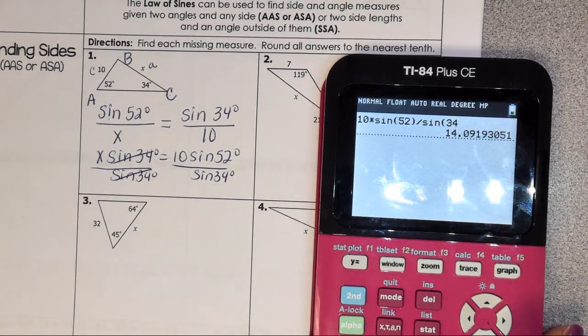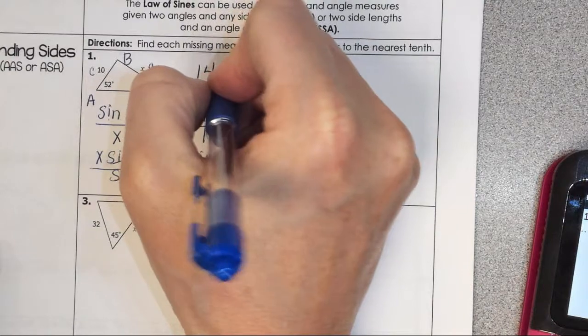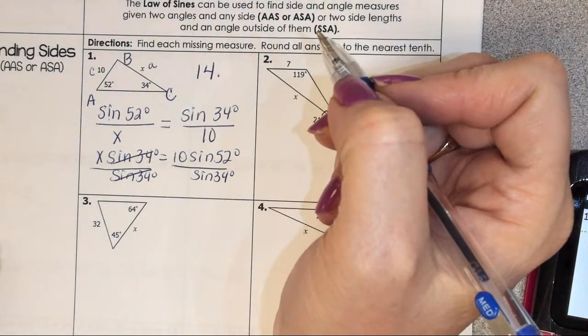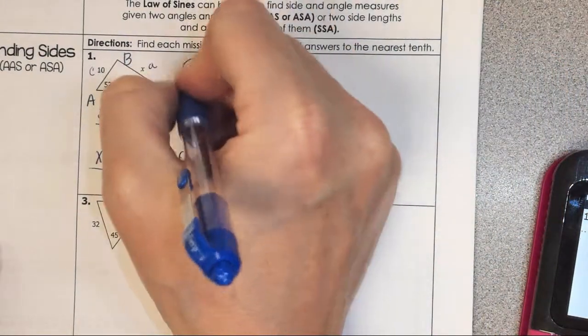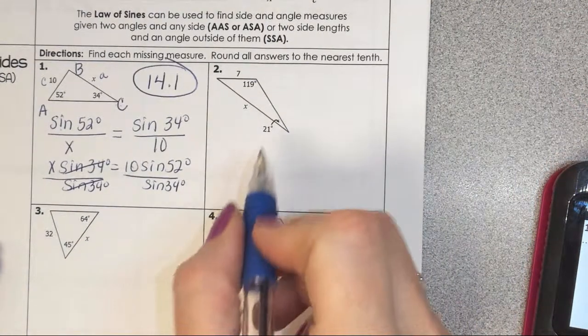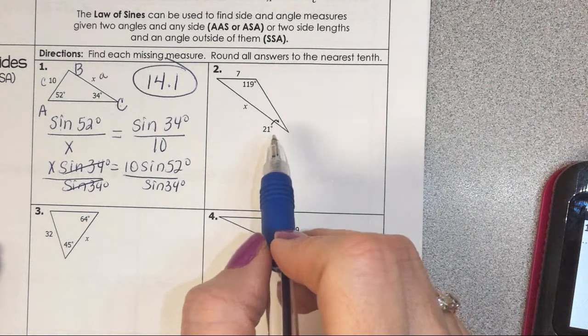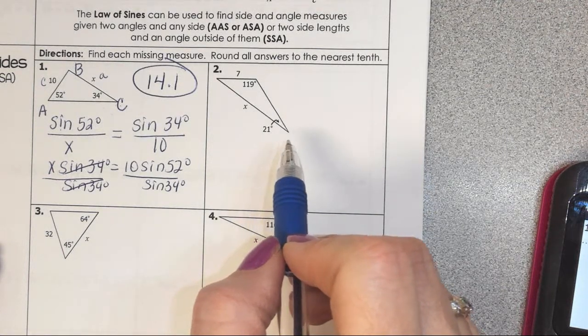Did everyone get 14.01 or 14.1 to the nearest tenth? Should I make that in degrees, minutes, and seconds? No, it's the length of a side. Don't want to do that. All right, so now you guys can label this however you want, and then I want somebody to raise their hand and tell me how they set it up.